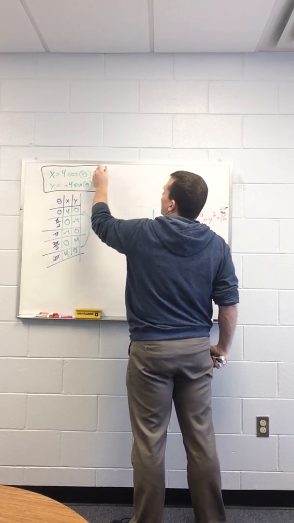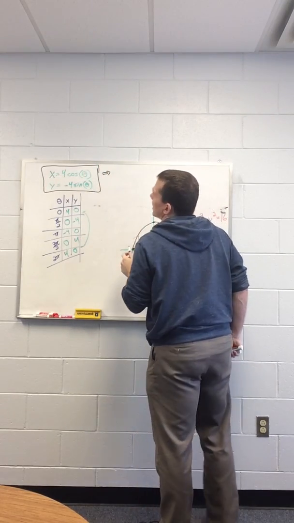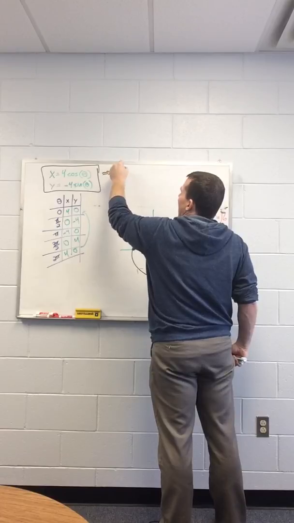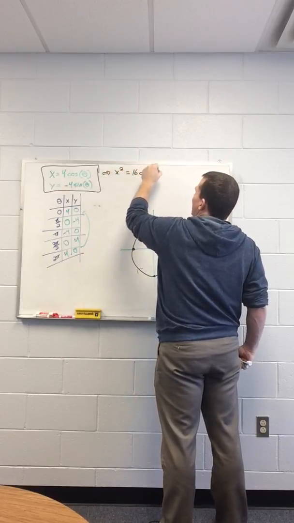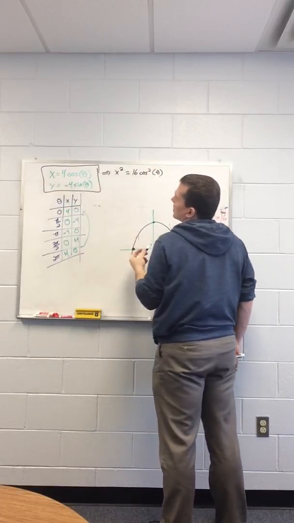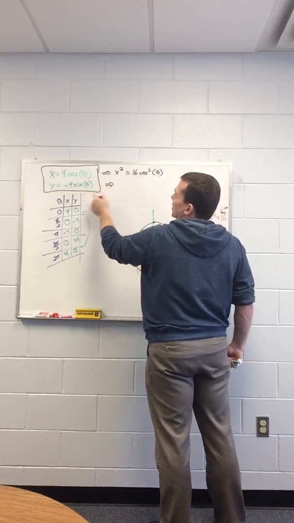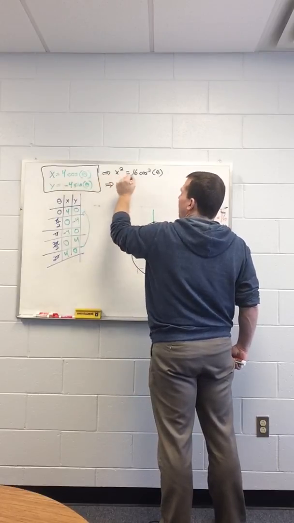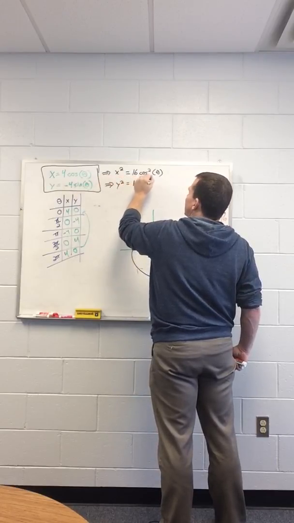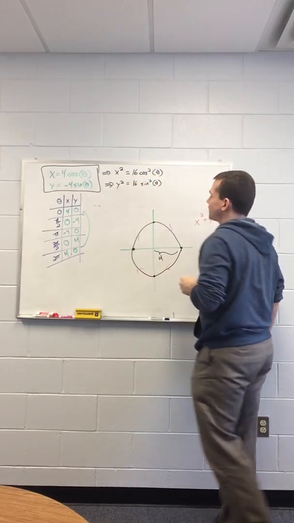I'm going to square the top equation. Square the left and square the right. And I get x squared equals 16 cosine squared theta. Make sure to square both things. I'll square the bottom equation, and I get y squared equals negative 4 squared, which is 16, sine squared theta.